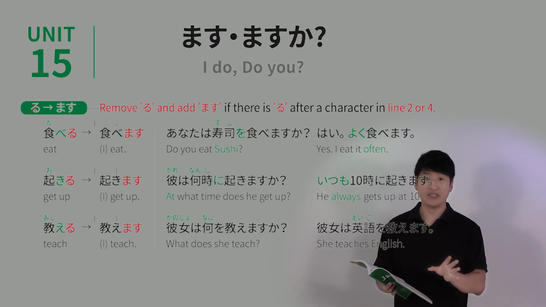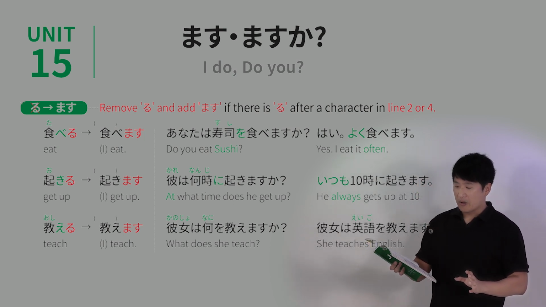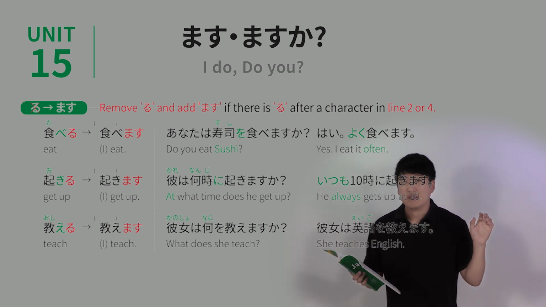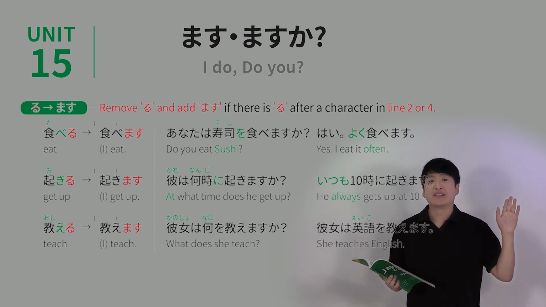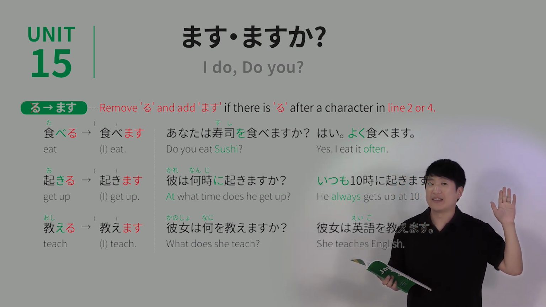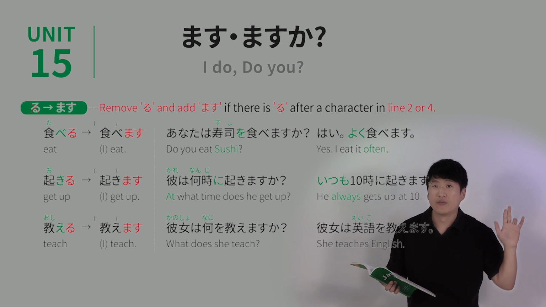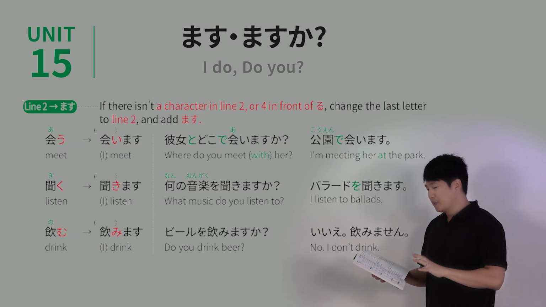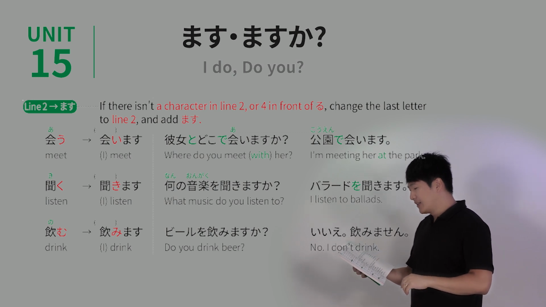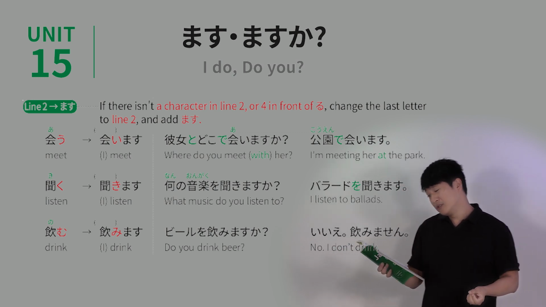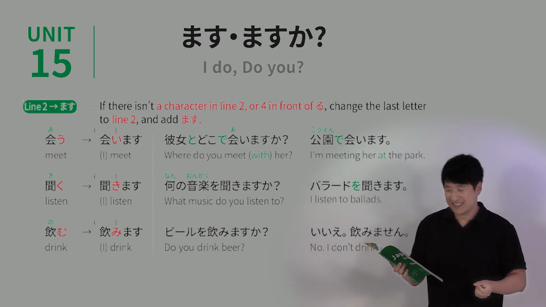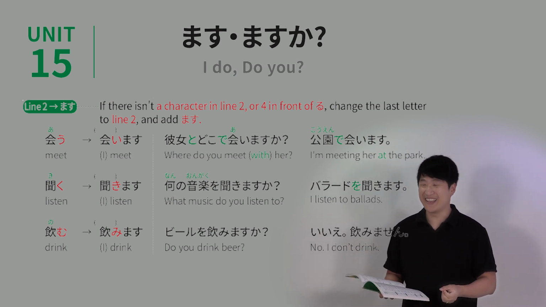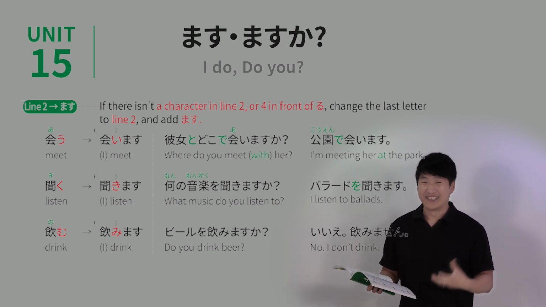Really, really, really important. Okay, how about some words that don't end with line 2 or 4? How do we do that? Let's check it out. So the explanation says if there is a character in line 2 or 4 in front of る, change the last character to line 2 and add ます. Oh man. Alright, let's do it.